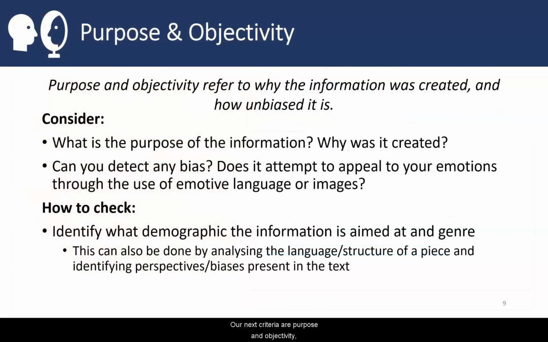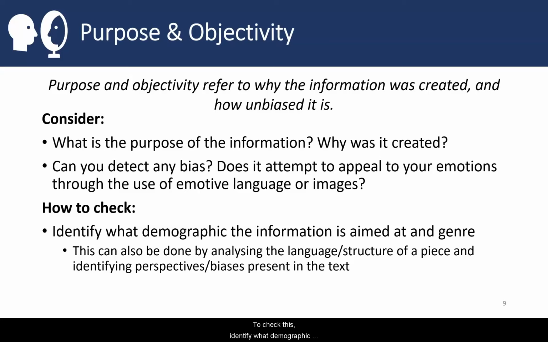Our next criteria are purpose and objectivity. And these refer to why the information was created and how unbiased it is. You'll want to consider what the purpose of the information is and why it was created. You'll also want to see if you can detect any bias. Does it attempt to appeal to your emotions through use of emotive language or images?